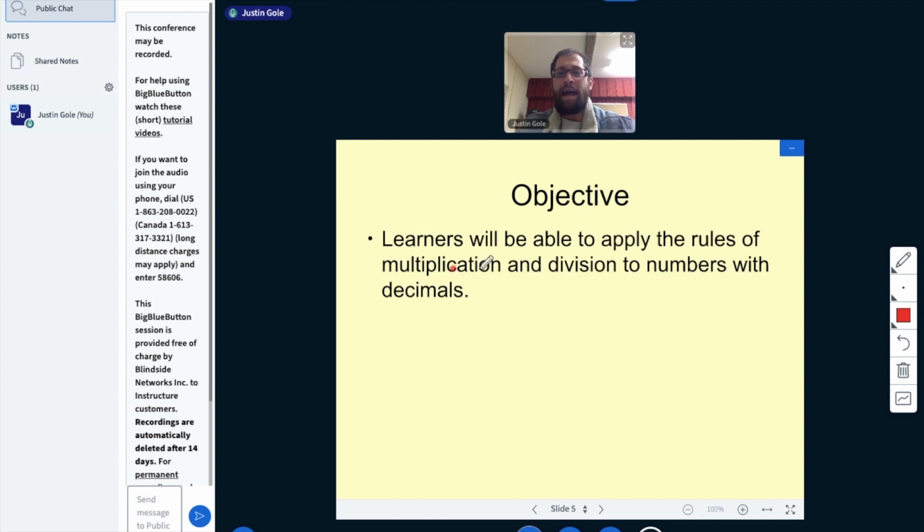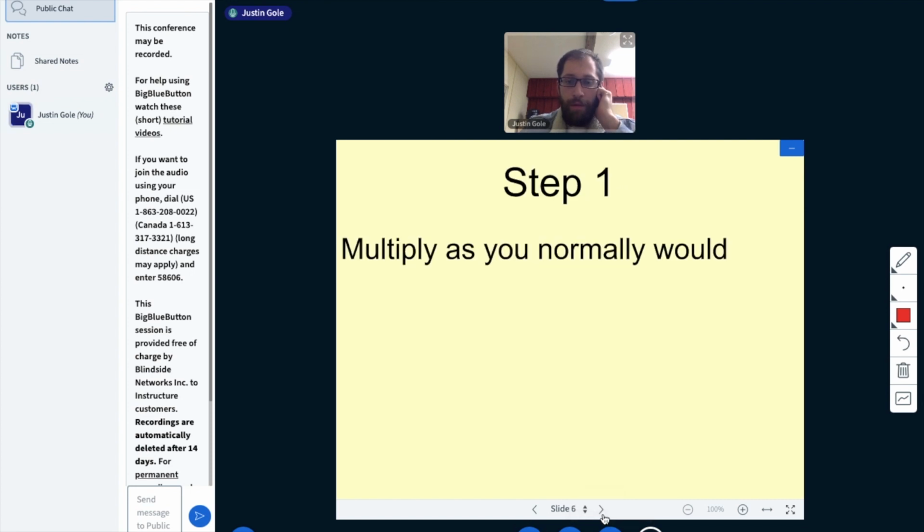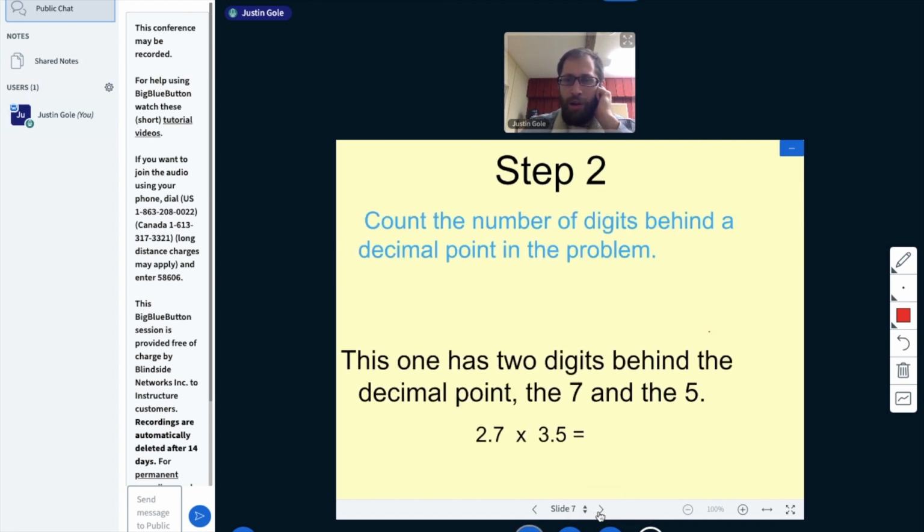All right, welcome back. And our objective here is going to be multiplying and dividing with decimals. So we're just going to do one problem with each real quick. It's going to be a real fast separate lesson for today. We did addition, subtraction in the other video. So step 1, we're going to just do long multiplication like we normally would. I'm going to write this in a text box over here. We have 2.7 times 3.5.